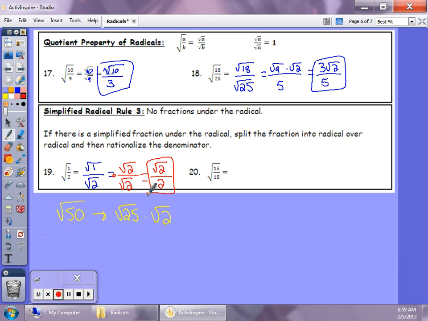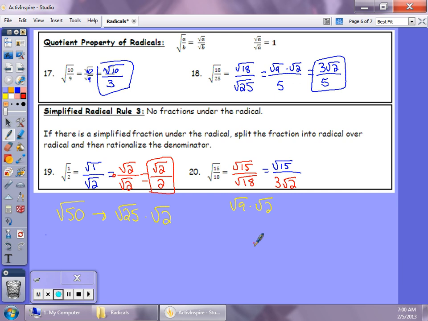So for 20, I'm going to go ahead and do the same thing. So the first thing we're going to do is break this up into root 15 divided by root 18. So remember from the previous slide, we want to make sure that the denominator is simplified. Okay, so we can't simplify root 15. There are no perfect squares. But root 18 is the same thing as root 9 times root 2. So the square root of 9 is 3. And so this simplifies into 3 root 2.